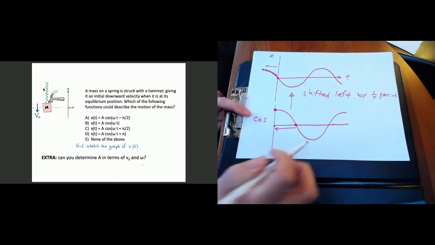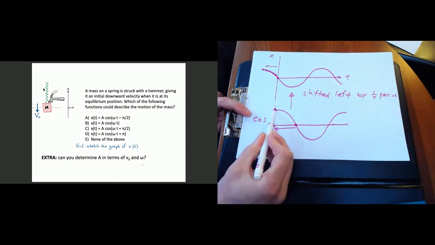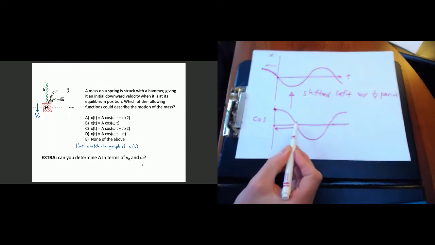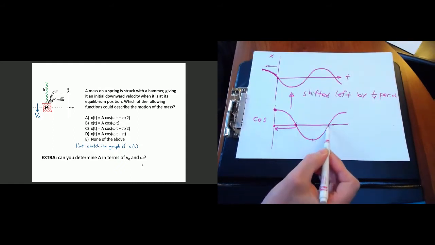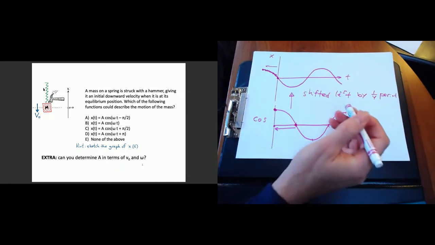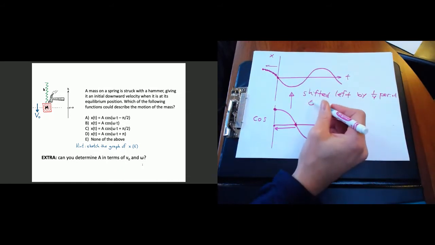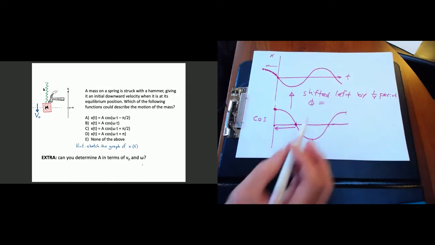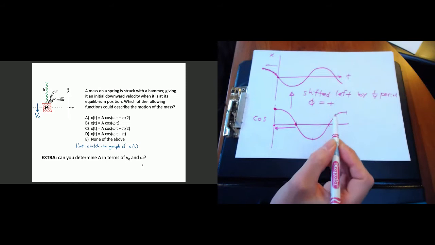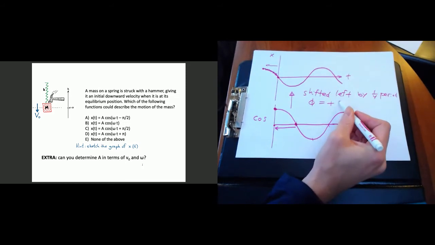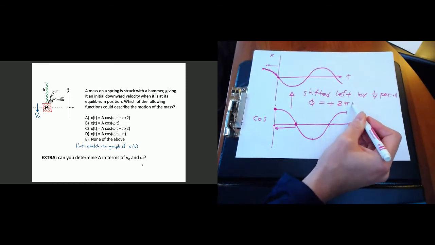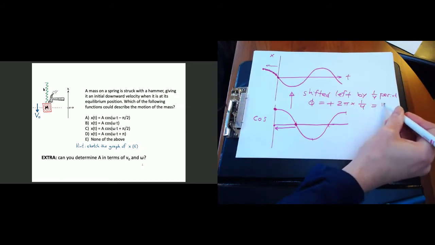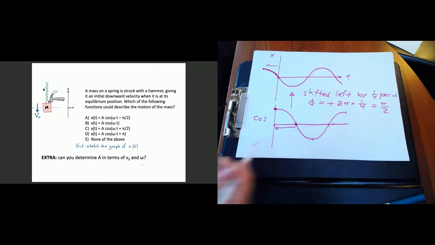Okay, so because the distance from the maximum to the 0 is 1/4 of the entire period. So 1, 2, 3, 4. Okay, and so that means that phi is equal to, and so we are shifted to the left, so it's going to be a positive phase. And then we basically take 2 pi and multiply it by 1/4. And so that's equal to pi over 2.